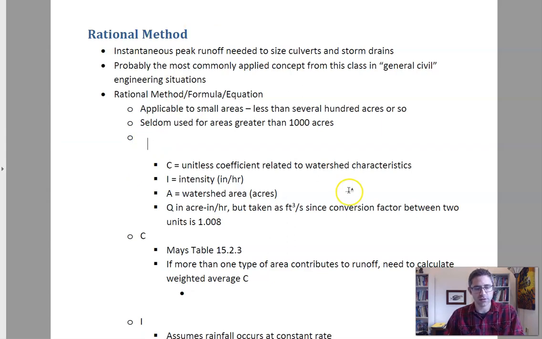It says Q equals CIA. Okay, let's make that red. And we're going to make it Arial instead. There we go. Alright, Q equals CIA.